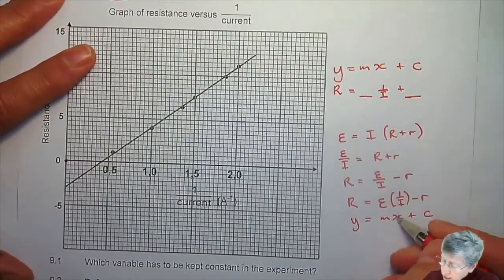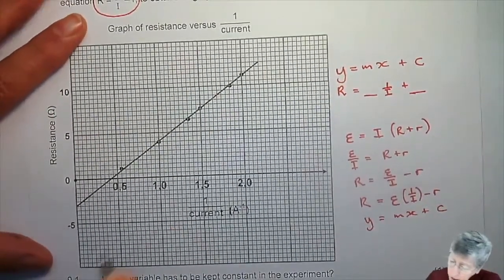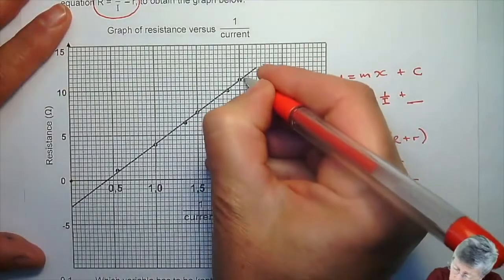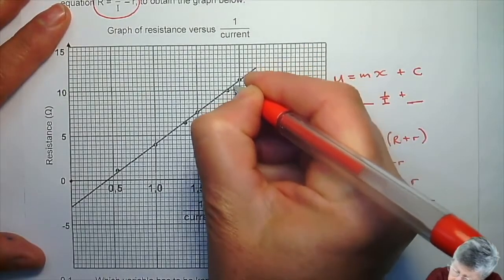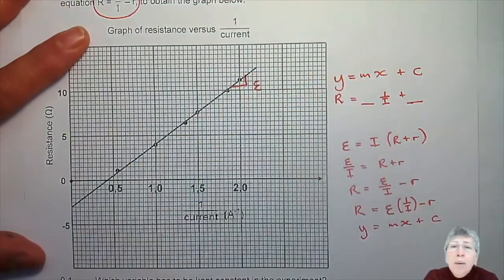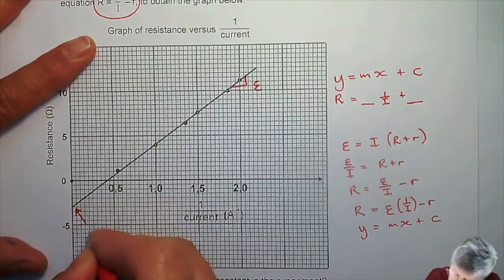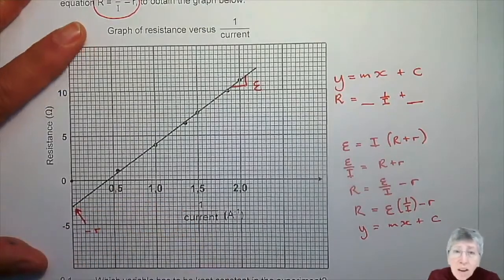You can immediately see the gradient of that line will be the EMF. So anywhere that you work out the gradient of that line, you will find that will be the EMF. And the y-intercept over there is going to be negative r.